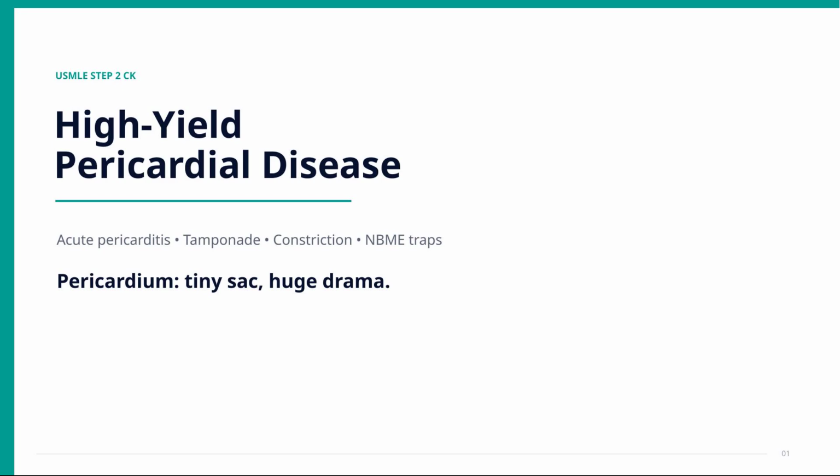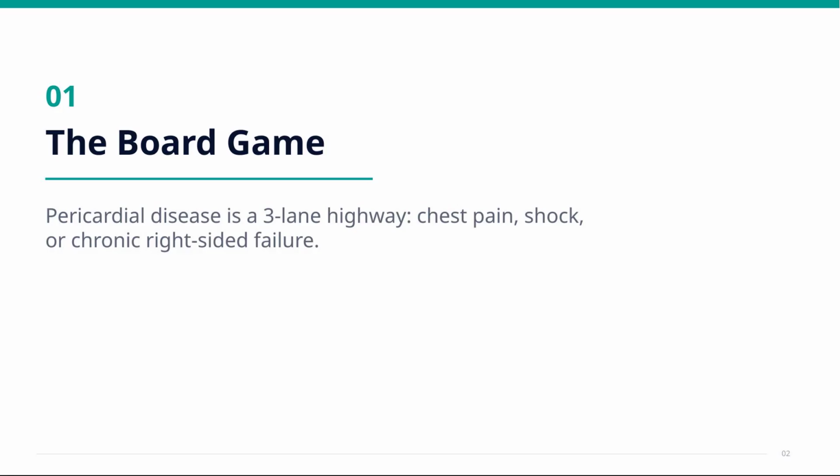This is our high-yield walkthrough of pericardial disease for USMLE Step 2 CK. 4 topics, 1 sac. Acute pericarditis, tamponade, constriction, and, of course, the NBME traps hiding inside all 3. And if you remember nothing else today, remember this line: pericardium, tiny sac, huge drama. Because that's basically the whole lecture.